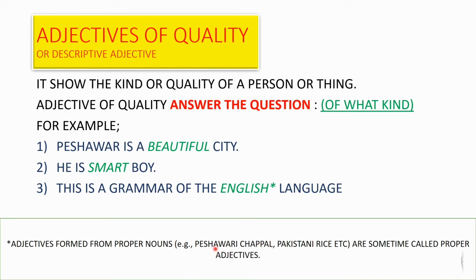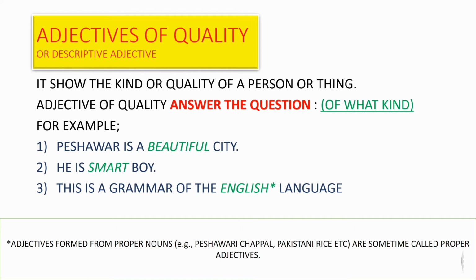So for example, the first example is: Peshawar is a beautiful city. So beautiful here is an adjective of quality because beautiful describes the city of Peshawar or tells us what kind of city Peshawar is. And the second example, he is a smart boy. So smart here is an adjective of quality because smart describes the boy or tells us what kind of boy he is.